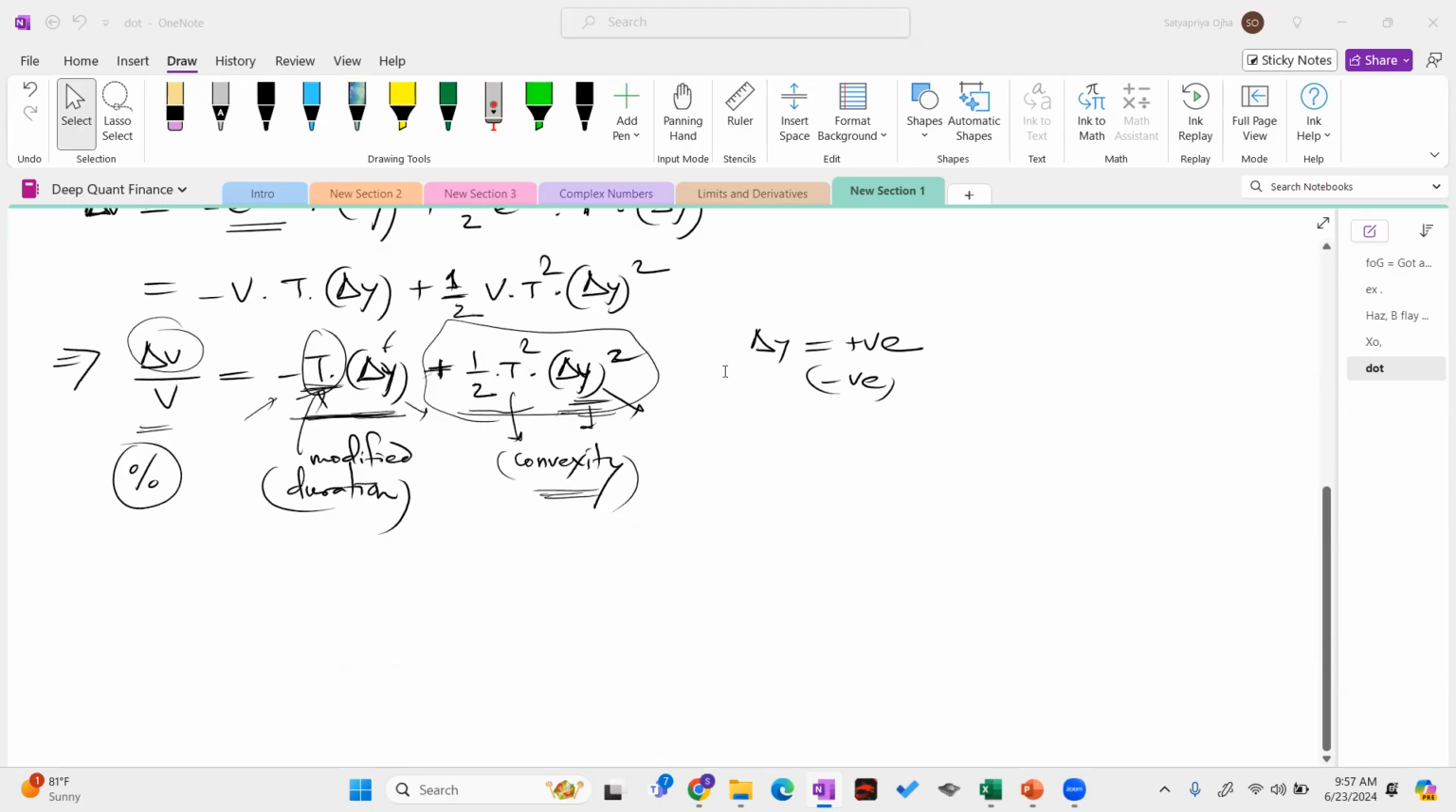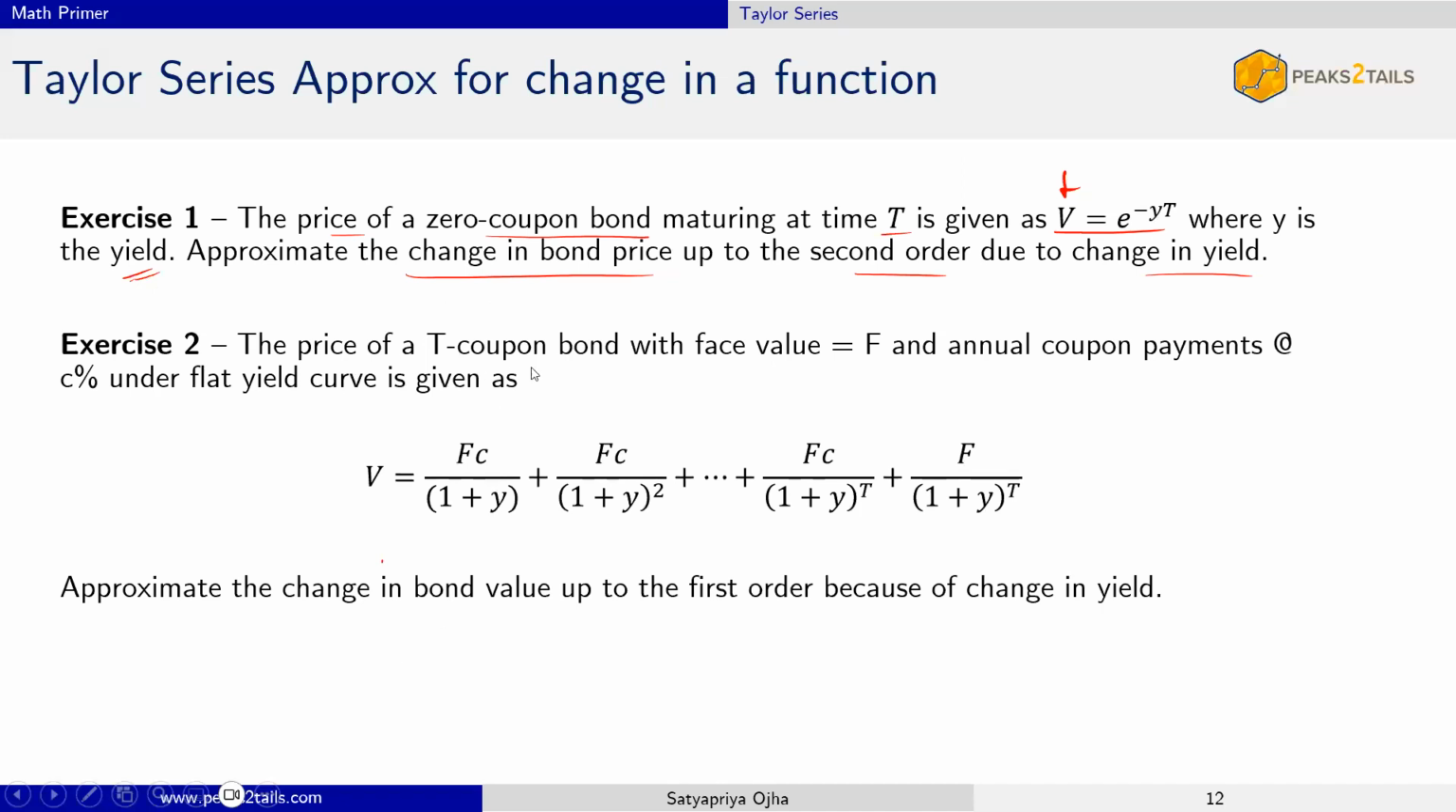Okay, so this is a fundamental relationship. We did it for a zero coupon bond. Let's do it for a general coupon bond, which is the next question. Price of a T-year coupon bond with face value F and annual coupon payments at the rate C%, keeping things simple, under a flat yield curve. I know I'm throwing a lot of financial information, but it is fine. The point of this exercise is to use Taylor series. At the end of the day, it's just a function, right?